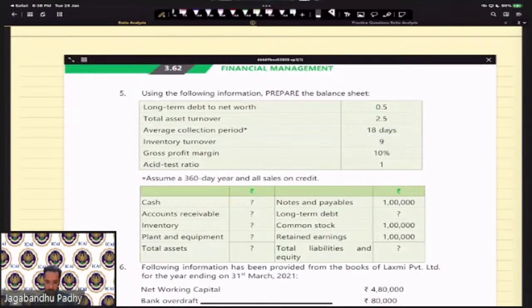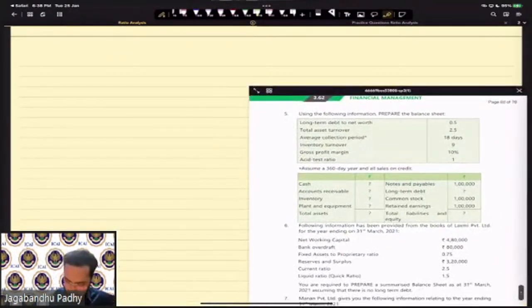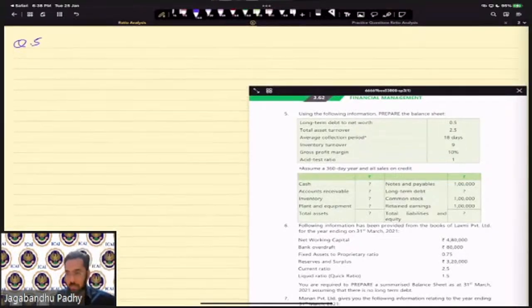Inventory turnover is given. Gross profit margin is given. Acid test ratio. Hey, what is this acid test ratio? Is this some scientific test? No, we know this is the quick ratio, right? Acid test is nothing but the quick ratio. And we have to complete this balance sheet. Fine. Let's go ahead and solve this, guys. Practice question number 5.